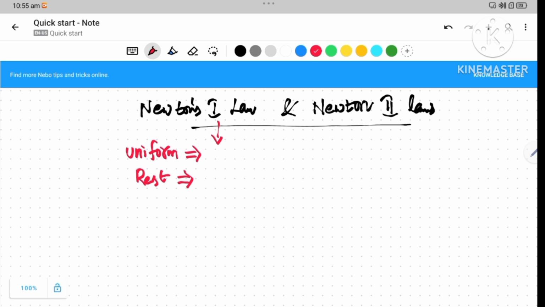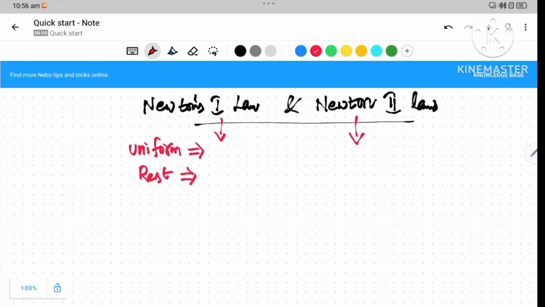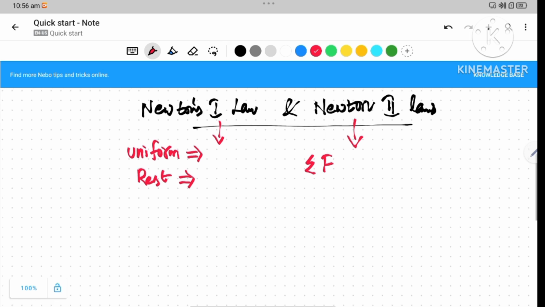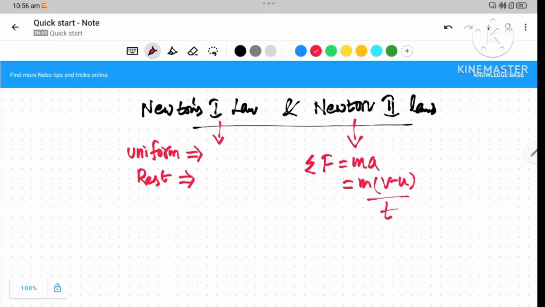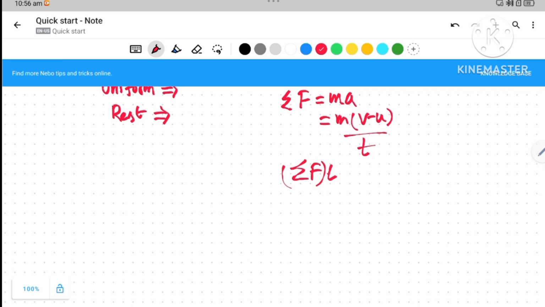Now what is Newton's second law? It gives us the relation between the force and the rate of change of momentum. Here I am considering sigma F, the summation of all forces acting on a particular body. Sigma F is equal to m into acceleration. How can I write acceleration? m into (v minus u) by t. Now multiplying with t on both sides, we obtain sigma F into t equal to mv minus mu.